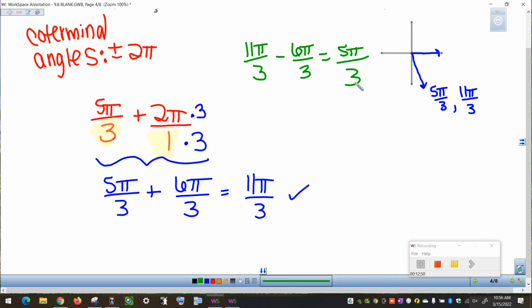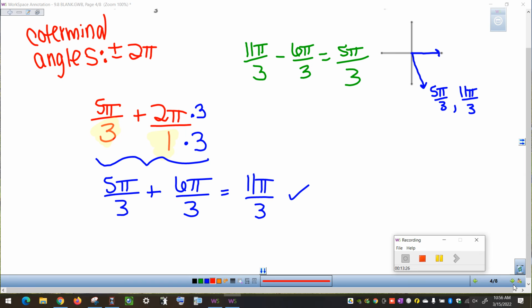So the version of 2 pi that you're using is always going to change based on what this first denominator is. So it doesn't always have to be 6 pi over 3. If your first denominator was 4, you could turn it into 8 pi over 4. That's another form of 2 pi. All right, so that's how we're going to deal with coterminal angles.